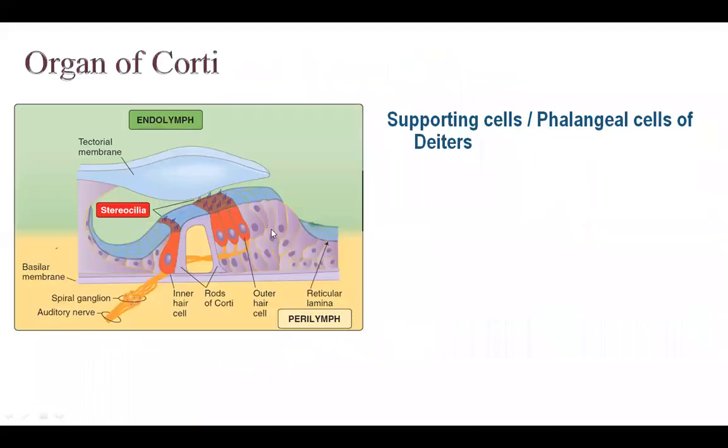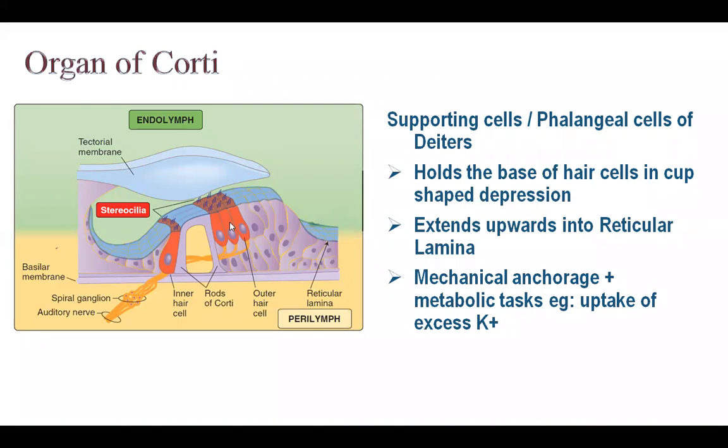Coming to the supporting cells. The supporting cells are also known as phalangeal cells of Deiters. They hold these hair cells in a cup-shaped depression, and they extend upwards into the reticular lamina. You see this blue structure? That is the reticular lamina. The job of the supporting cells is mechanical anchorage to these hair cells, and they are also involved in metabolic tasks, for example, uptake of excess potassium.